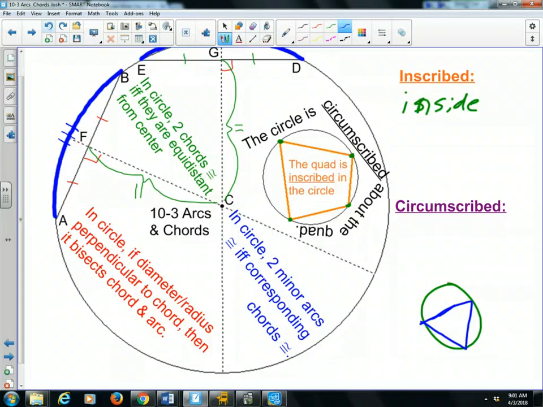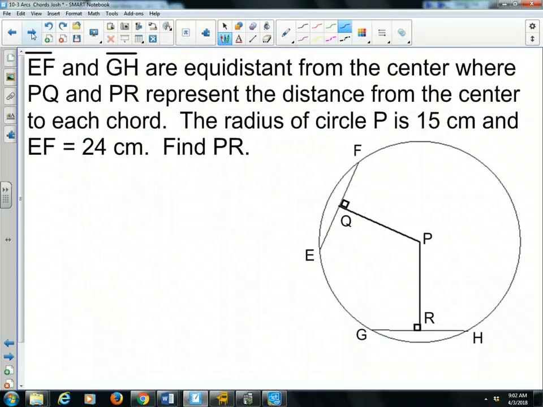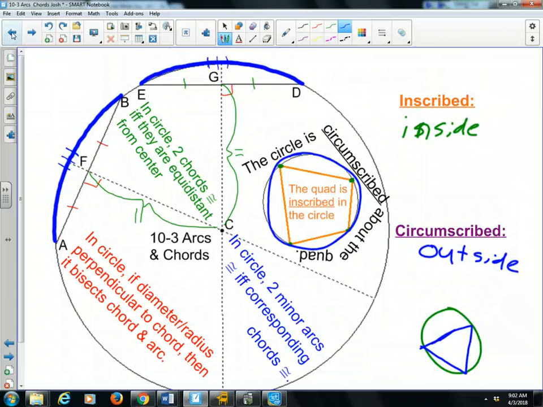And so when you think of circumscribed, you should think of the outside. So this circle is circumscribed about the quadrilateral. Okay? So that's those two terms. All right, that's everything in the circle book. So this completes the circle book right now.